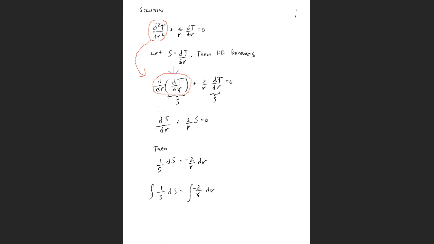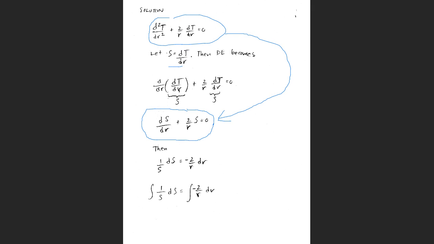And so we can convert then this second order differential equation to this first order differential equation right here. Let me do that a little bit cleaner. We take the second order differential equation, and by virtue of this substitution, the second order differential equation becomes this first order differential equation, where now the dependent variable is S, not T. Okay? So we go forward and separate the variables.